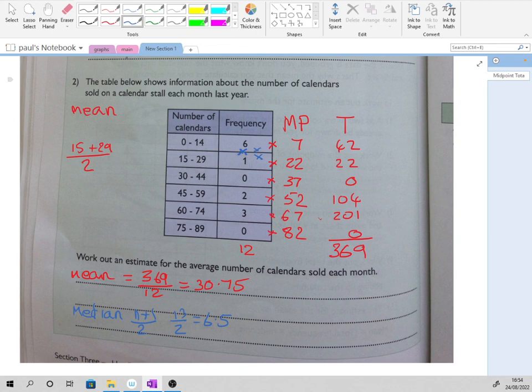What do they think on page 114? 30.75. So they expected us to work out the mean. The median didn't seem to work in this example. It would have been nice if they'd said work out the mean, and they will do in an exam. This is just a textbook. Oh, right, so we've done that bit. Yeah, so a worksheet on this one, and I'll see you in the next.